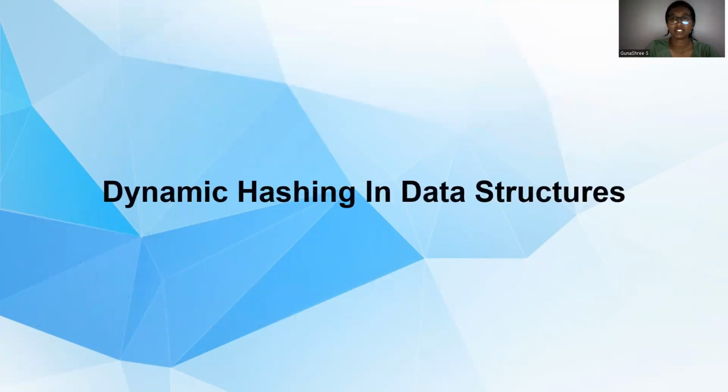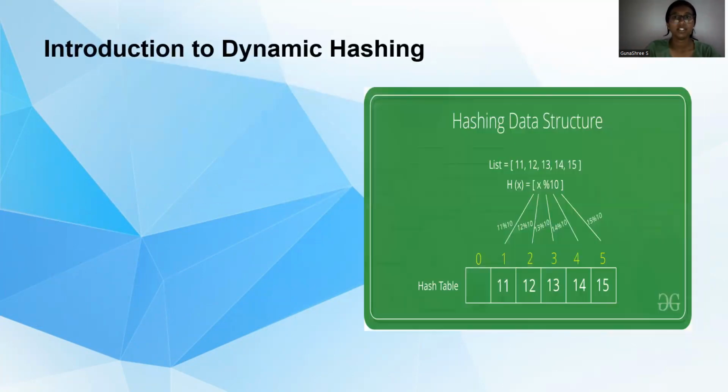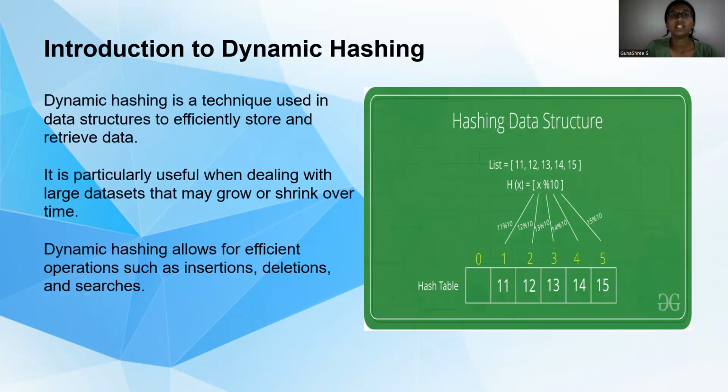So moving on to the first topic, that is dynamic hashing in data structures, and how it can be easily followed. So what is dynamic hashing? It is a technique used in data structures to efficiently store and retrieve data. It is particularly used when dealing with large data sets that may grow or shrink over time. Dynamic hashing allows for efficient operations such as insertion, deletion, and searching also.